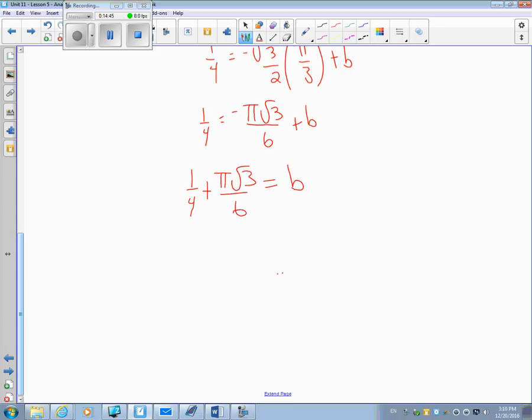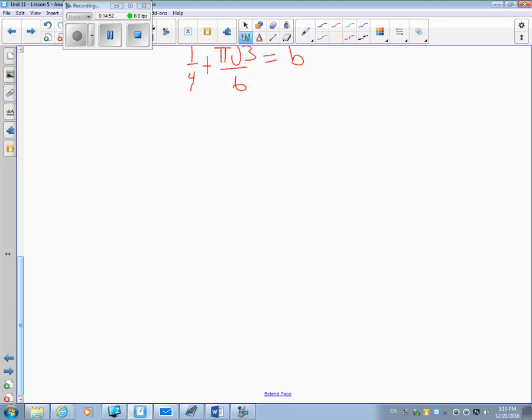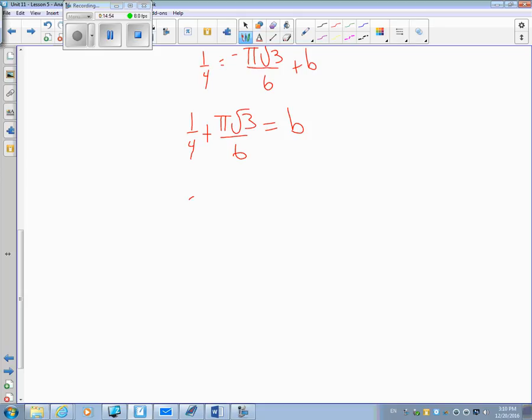And now we need ourselves a common denominator. What can we do with these two things? How can you add them together? Well, common denominator would be 12. This is like saying 3/12 plus 2 pi root 3 over 12 equals b. Or in other words, 3 plus 2 pi root 3 all over 12 is b. It's not pretty, pretty messy in fact, but it'll work.